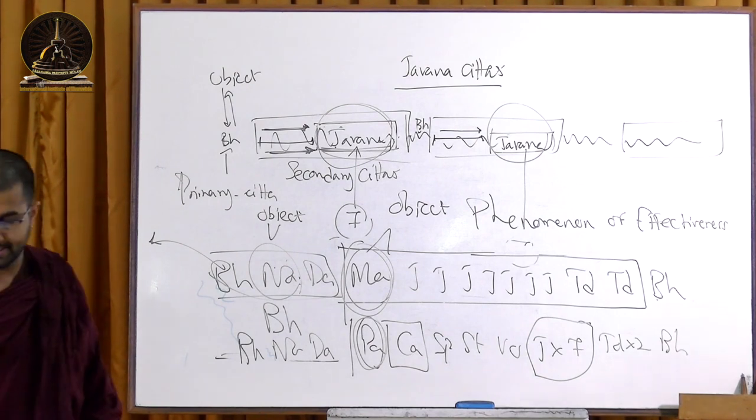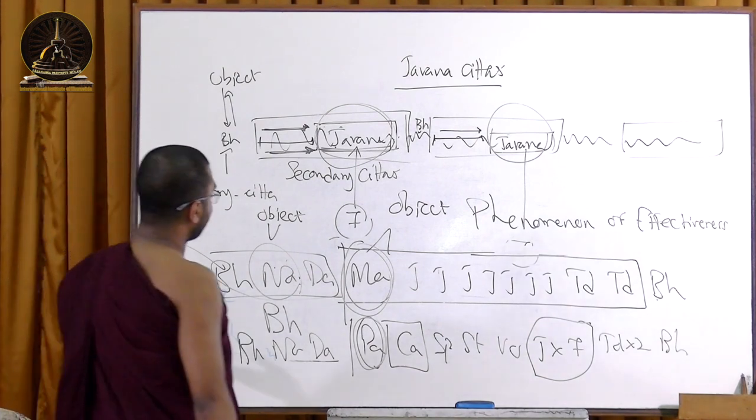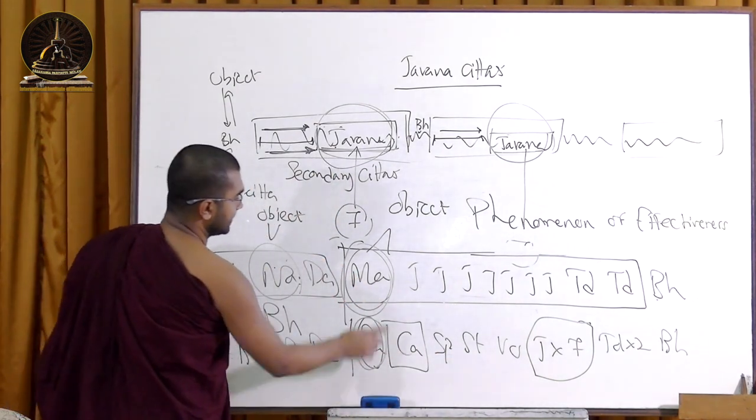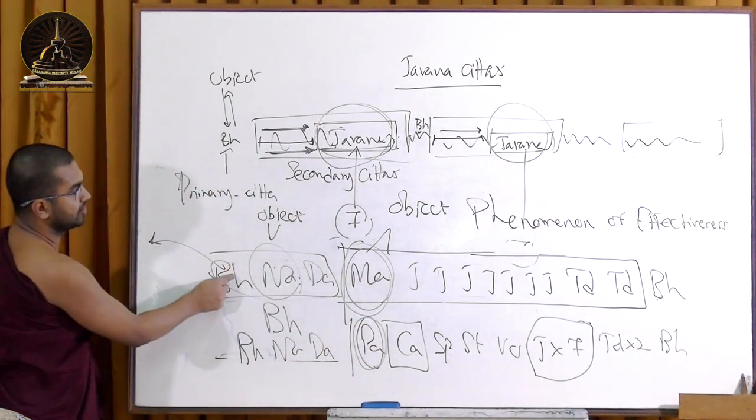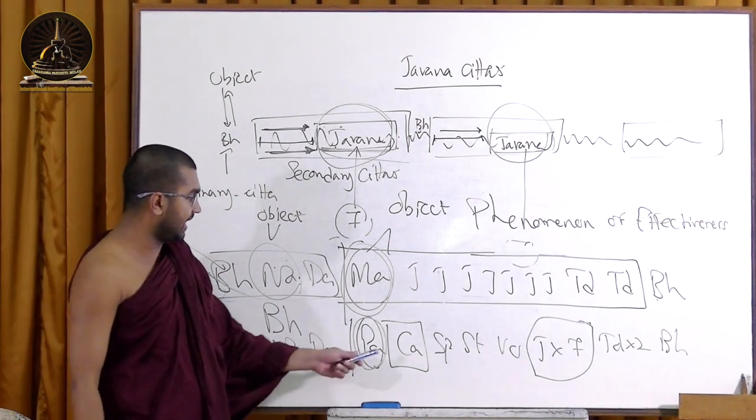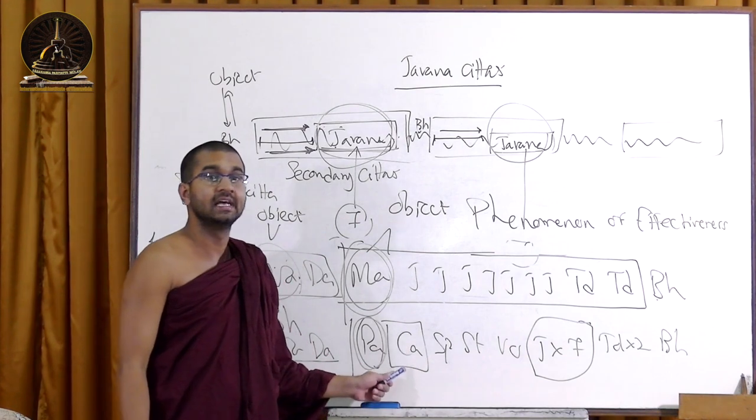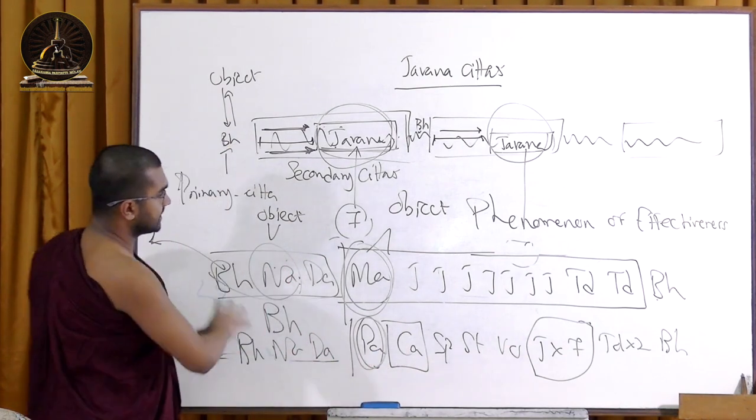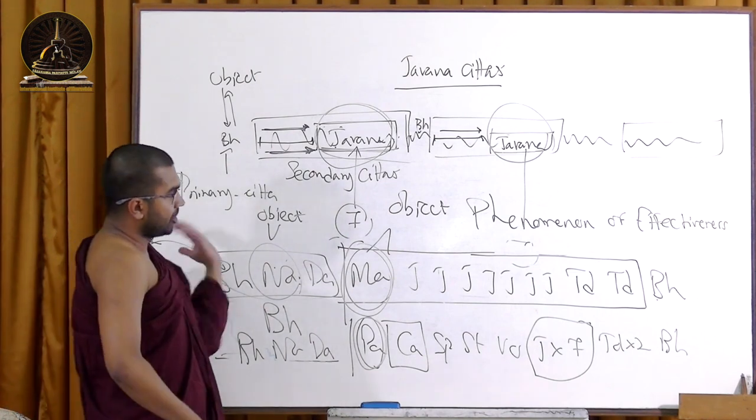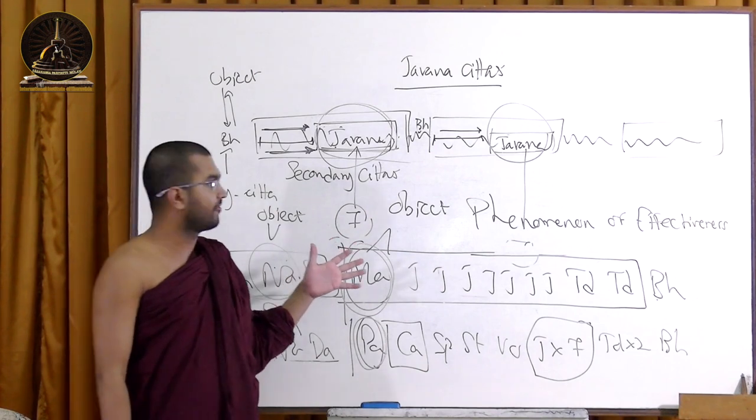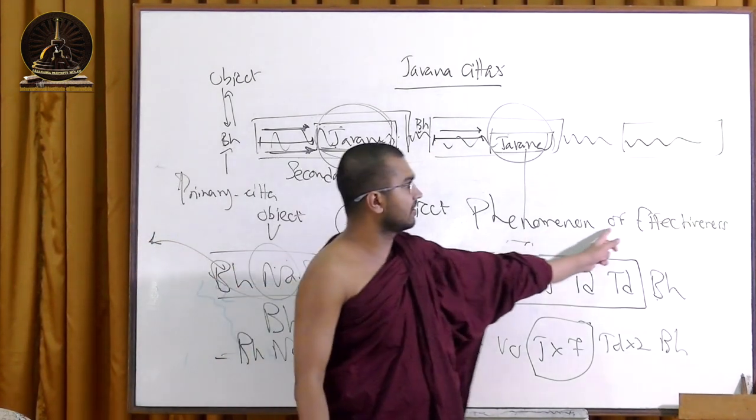In this phenomenon of consciousness, if I look at this, there are two types of chitta viti. This is the mind door viti, and this is the five sense door viti. Here we are exclusive to the eye door. That's chakkhu vinnana, seen through the eye. In this process, other than the phenomenon of consciousness, there is another type of phenomenon which I call the phenomenon of effectiveness.